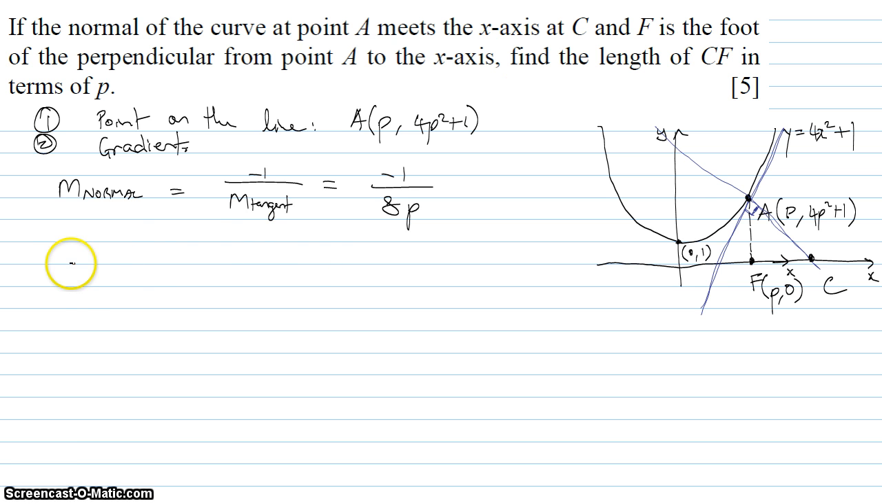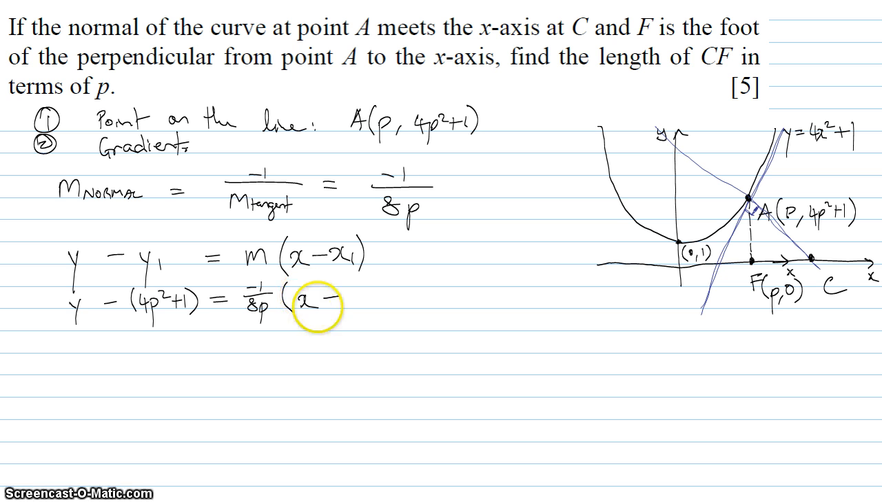So what's the equation of the normal? Well, y minus y1 equals m(x minus x1). So y minus (4p² + 1) is equal to minus 1 over 8p times (x minus p). So y is equal to minus 1 over 8p x plus 1 over 8 plus 4p² plus 1.